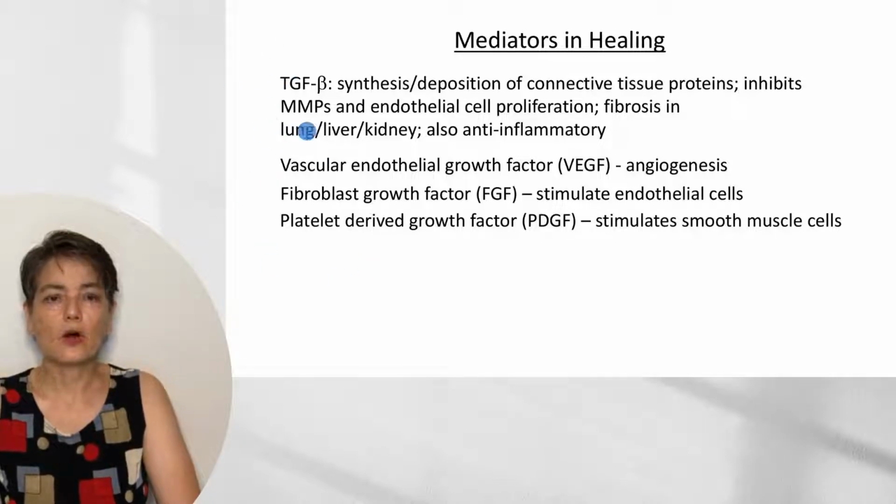These three are all going to be involved in angiogenesis, so in the formation of blood vessels to deal with areas that have been injured. So we have vascular endothelial growth factor, or VEGF, which is involved in angiogenesis. Fibroblast growth factor stimulates endothelial cells, and platelet-derived growth factor stimulates smooth muscle cells, so that we have angiogenesis.